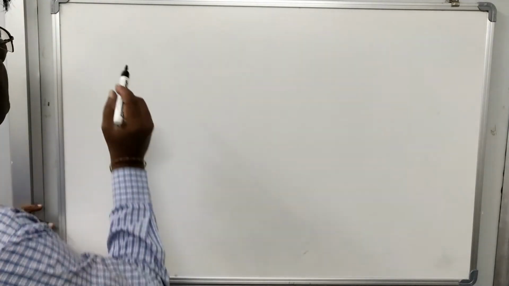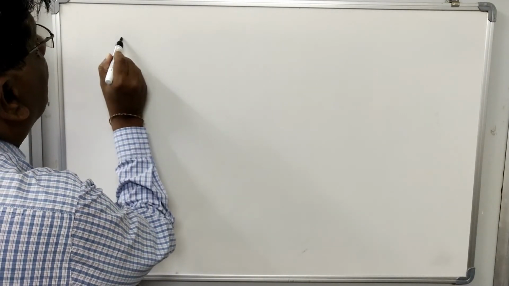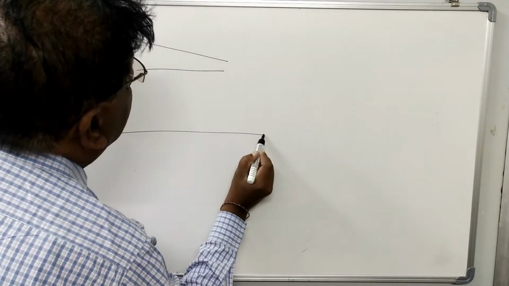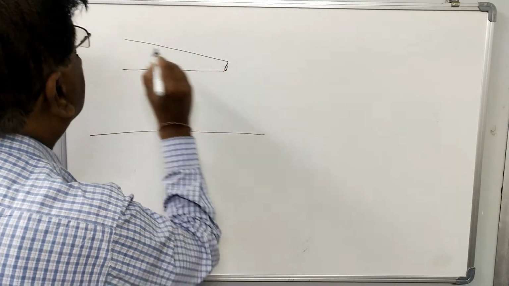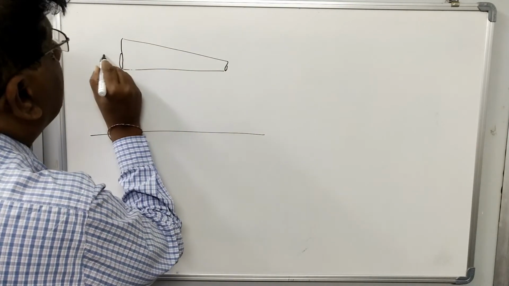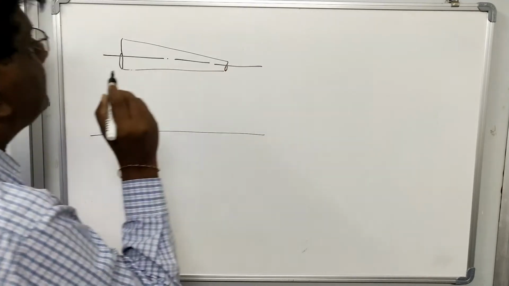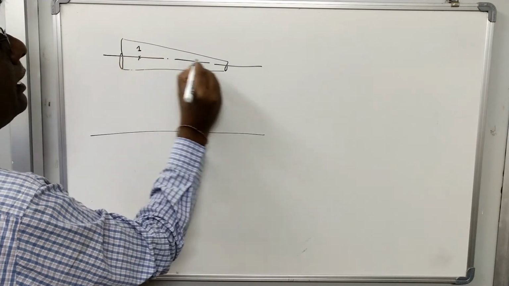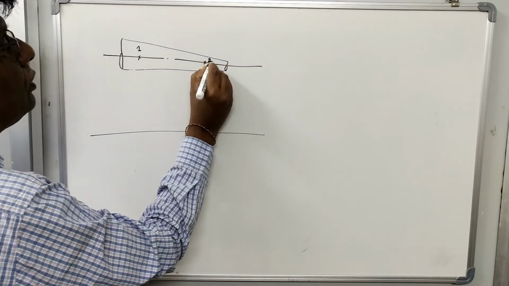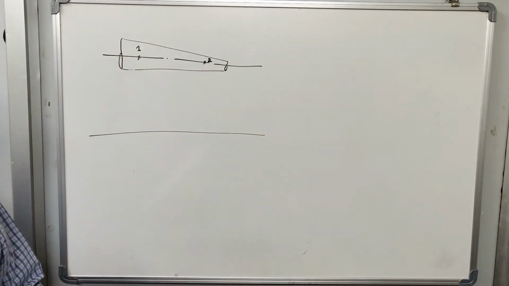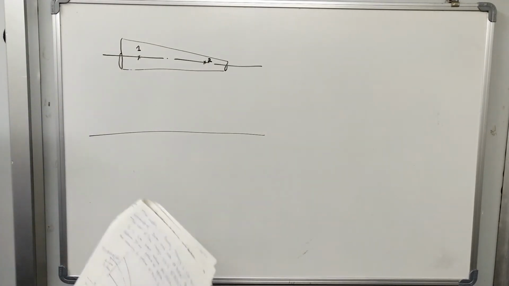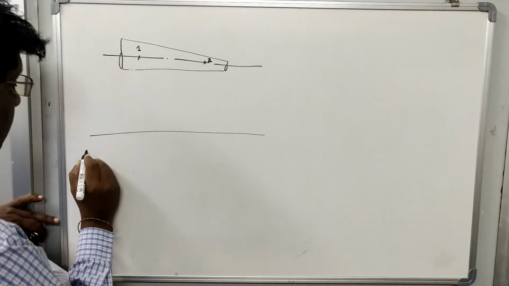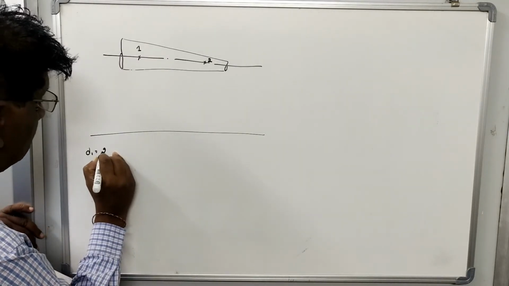Let us take this problem. This is the datum line, and this is the center line of the pipe. Let us take point 1 here, and this is point 2 here. Water is flowing through a pipe having diameter 20 centimeter. That is at point 1, D1 is equal to 20 centimeter.